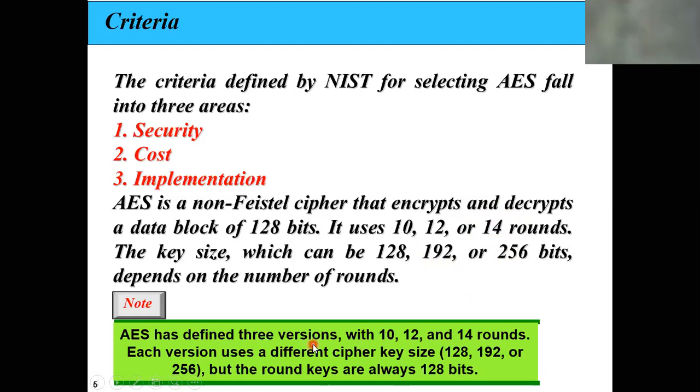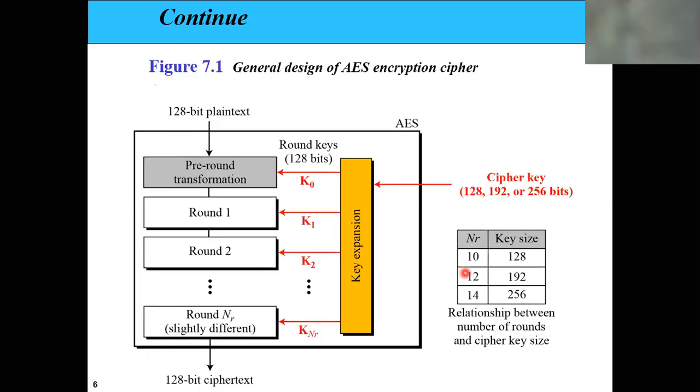So it is quite noteworthy that AES defines three versions with 10, 12, and 14 rounds. Each version uses a different cipher key, as we have discussed. So the first transformation, let me give the example in the next slide.